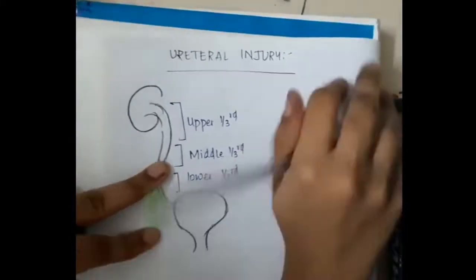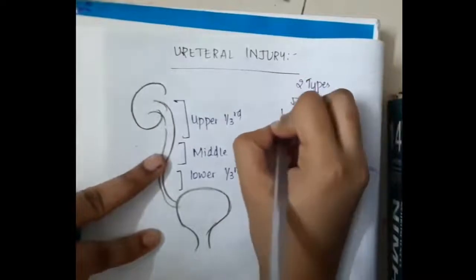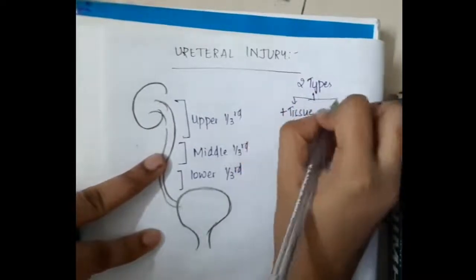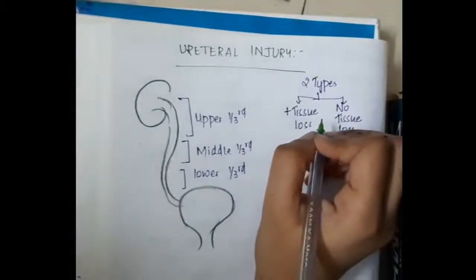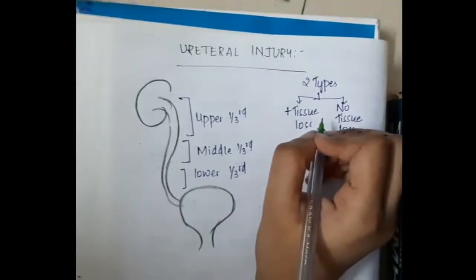Ureteral injury is mainly of two types: those associated with tissue loss and those associated without tissue loss. Now, the investigation of choice for ureteral injury is retrograde pyelography with contrast. Now, we will see the treatment options available for these ureteral injuries, but those treatment options mainly depend upon whether the injury is present in the upper 1/3, middle 1/3, or lower 1/3.